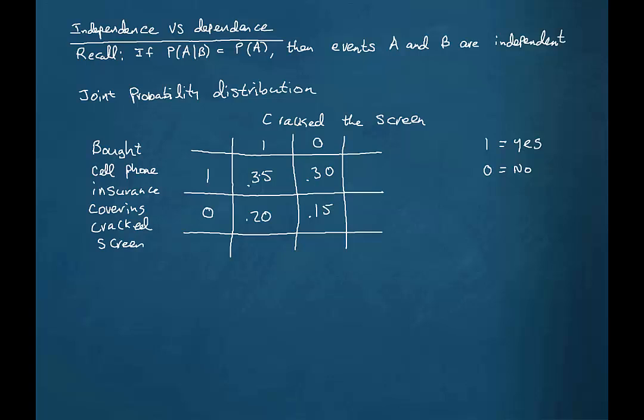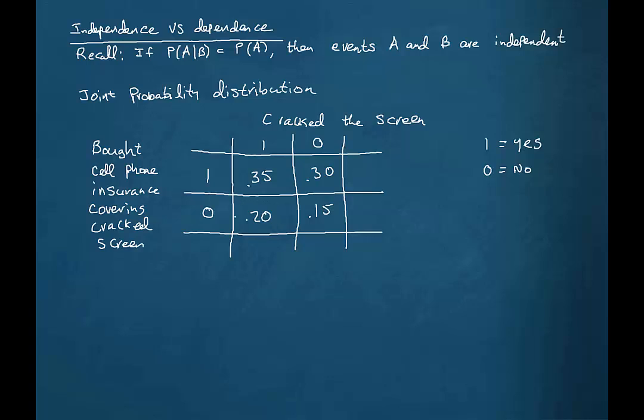Now, if we were to take, for instance, this cell right here. In this cell, we have two events occurring. One is that someone bought cell phone insurance covering the cracked screen. That's a yes. And they did crack their screen. That's a yes. And so the probability that these two events will occur is 0.35. This cell right here, the way we would interpret this cell is that we have people who bought the insurance covering the cracked screen and they never cracked their screen. And that probability is 0.30.